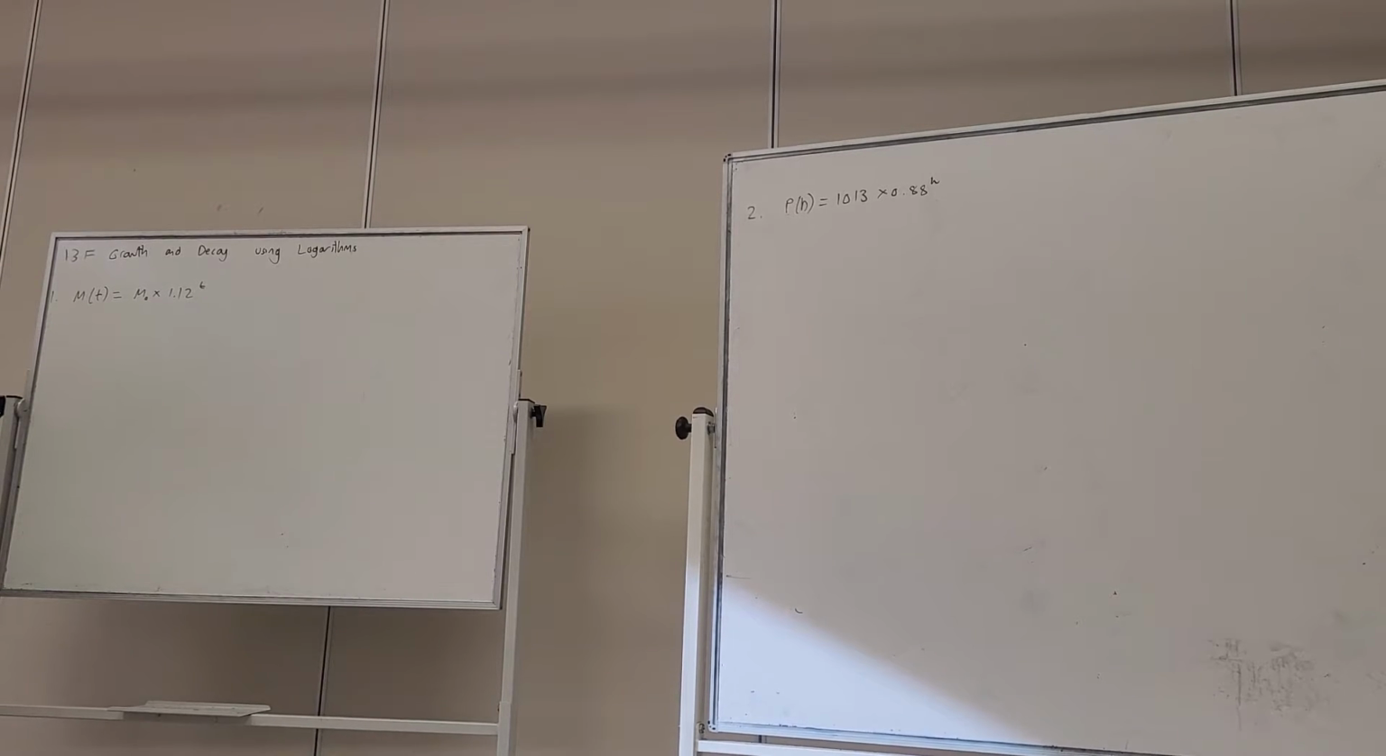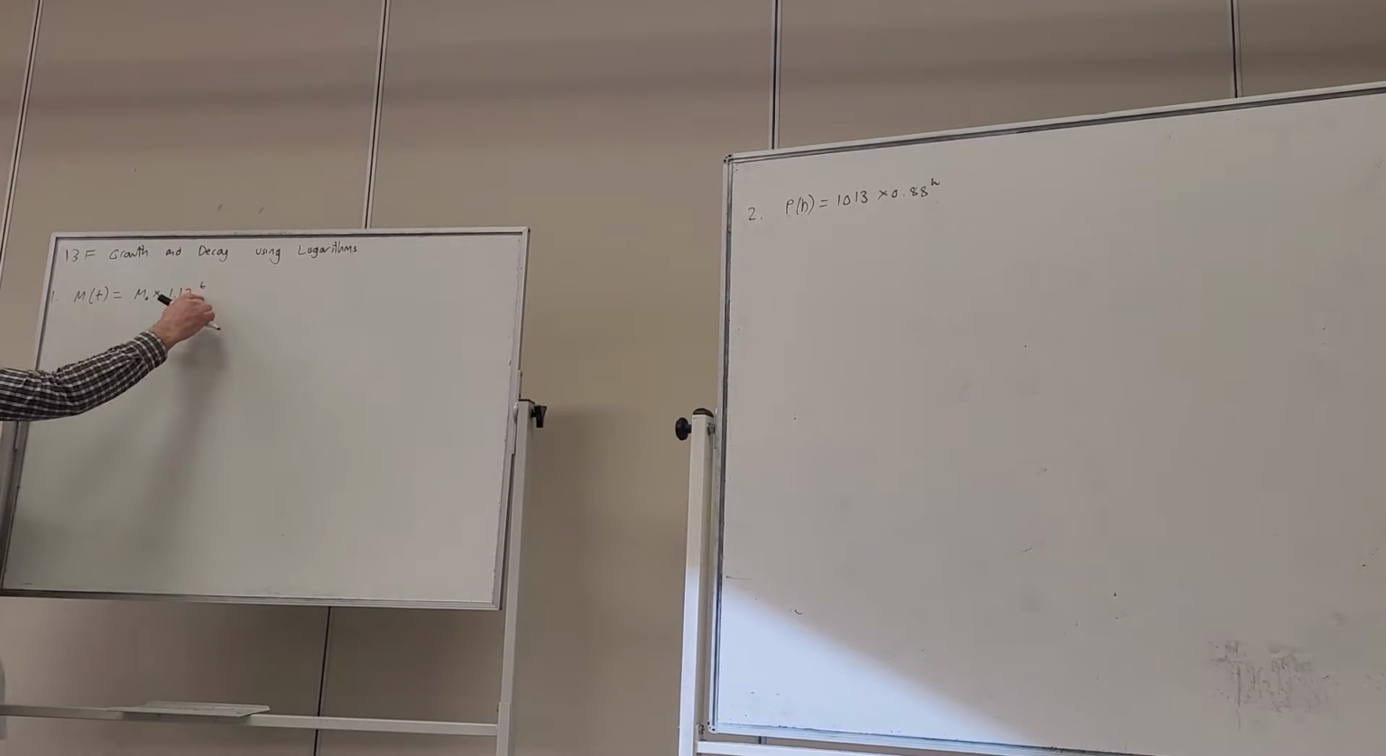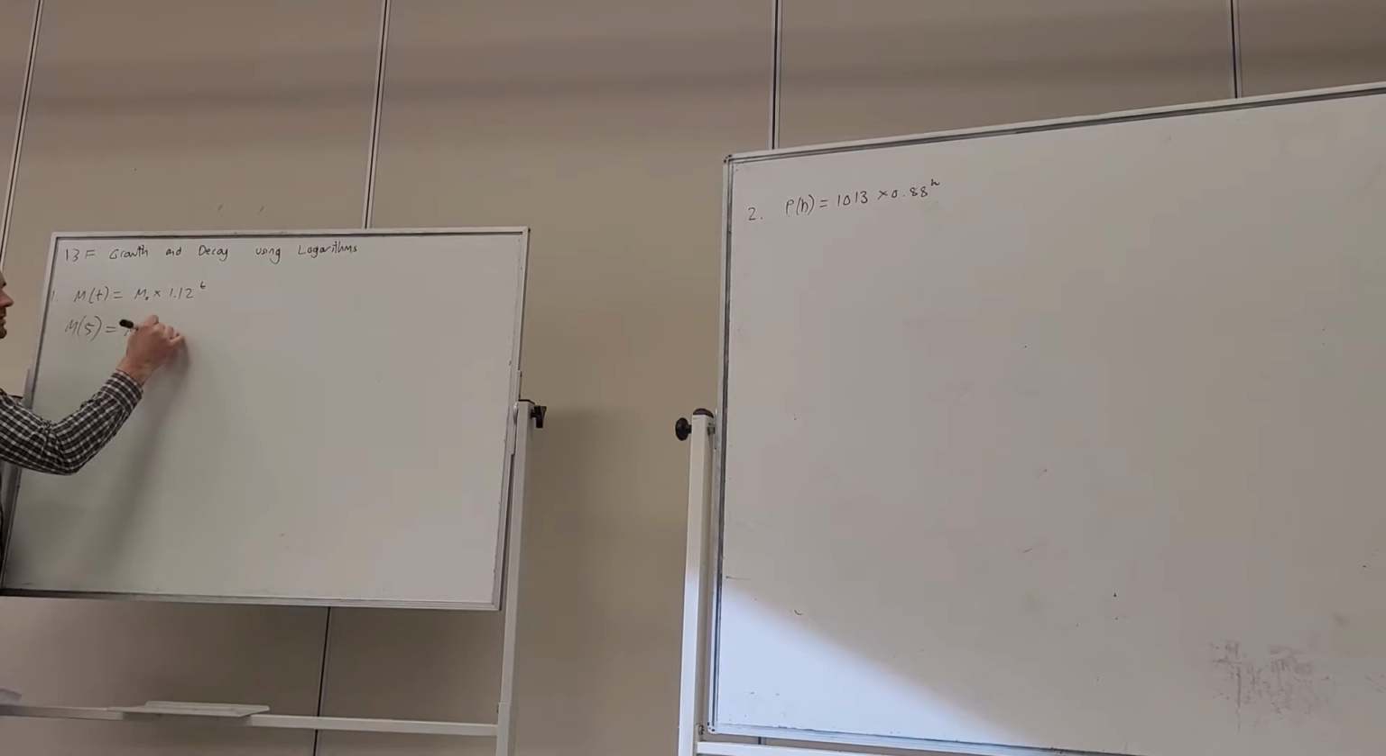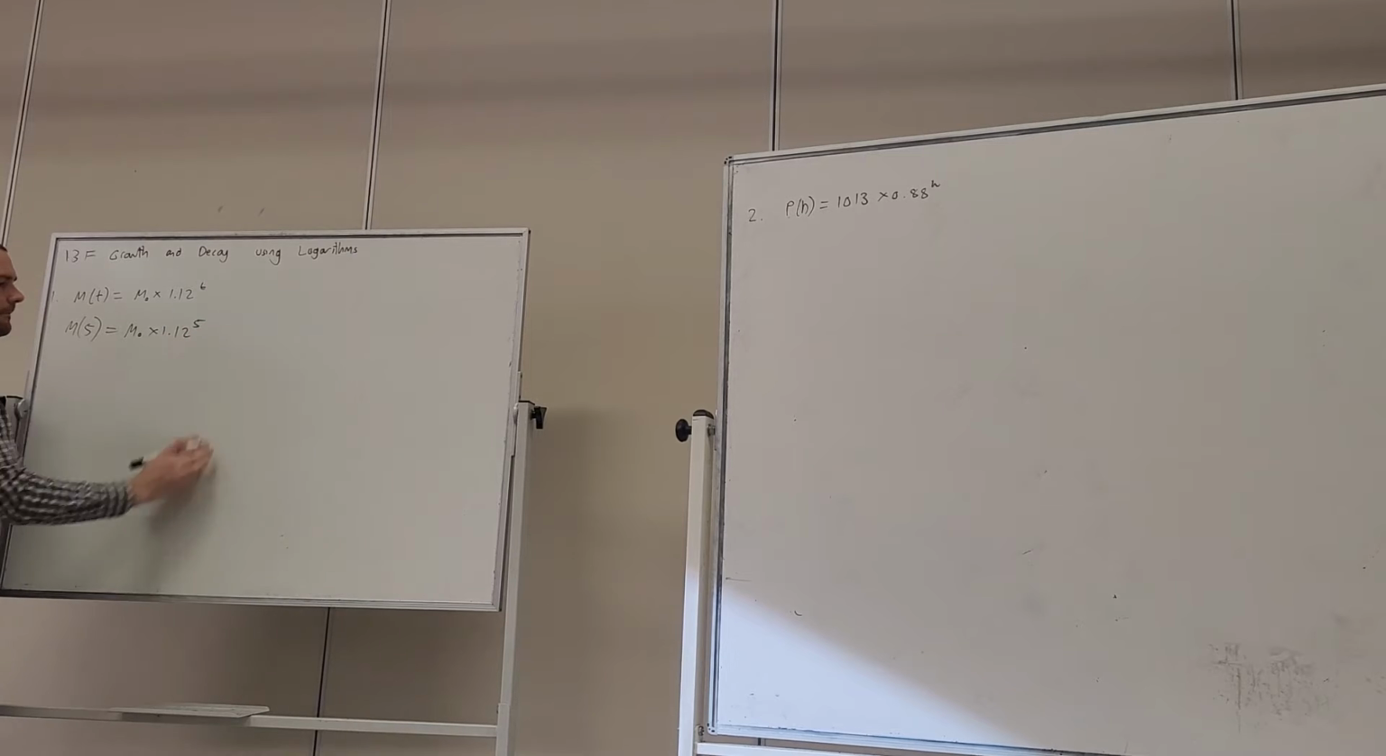And what's the question say? Where t is time in billions of years since the Big Bang. Find the mass of Alpha Centauri after 5 billion years. So because time is in billions of years, that's when t is 5. And so we're going to find m of 5 is m0 times 1.12 to the power of 5.